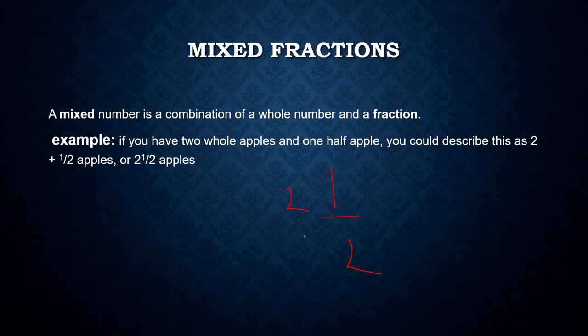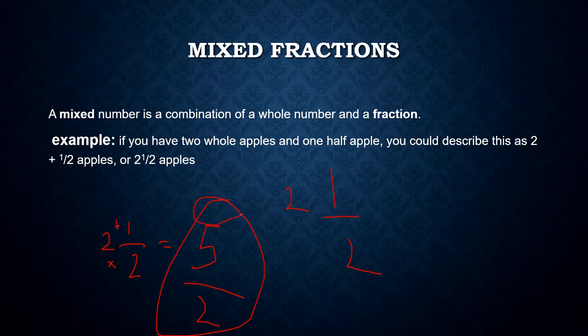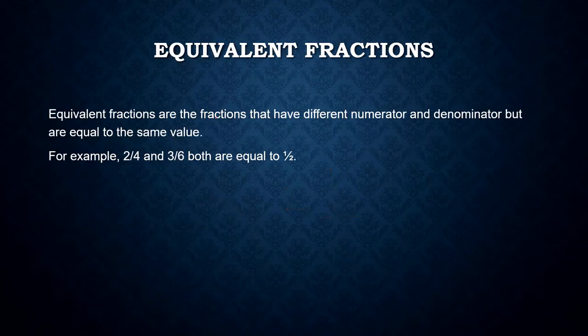Most of you must be wondering, can I convert it back into an improper fraction? It's very easy. Let me give you an example. You multiply the whole number by the denominator and add the numerator. So what is 2 into 2? 4, plus 1, 5 by 2. It's in the improper fraction state. So that's how you convert it.